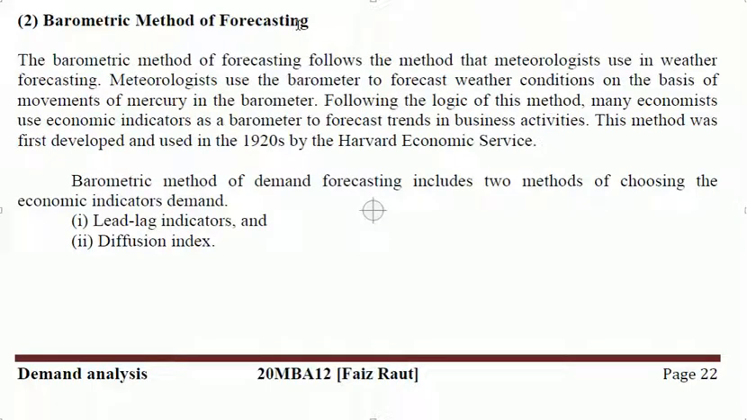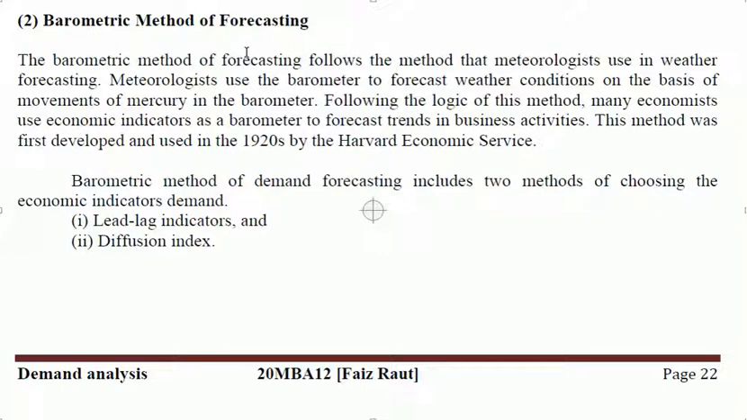And then the second one is the barometric method of forecasting. In the barometric method we are going to use some indicators. As the name suggests, a barometer is the measurement the weather department uses to predict the future, whether the rain will come, whether it will be a sunny day, or a cloudy day. So they use the barometric method for that.